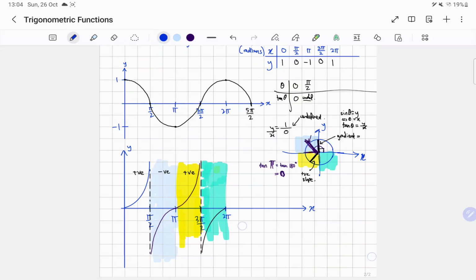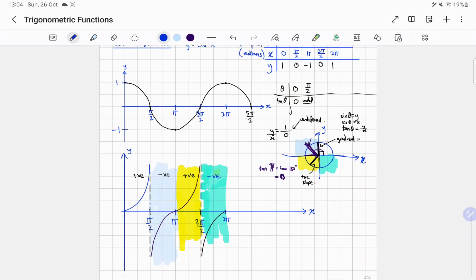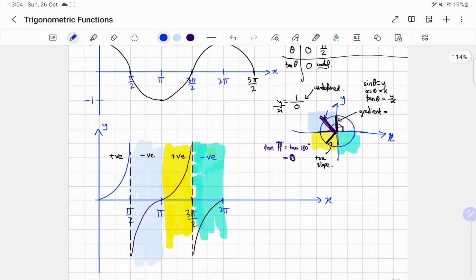So let's take a look in the next video then. Maybe we can look at more applications of the graphs. We'll go through some modifications to these graphs, and then intersection with straight lines and how to solve simultaneous equations, and then we'll be done. Okay, thank you and see you.